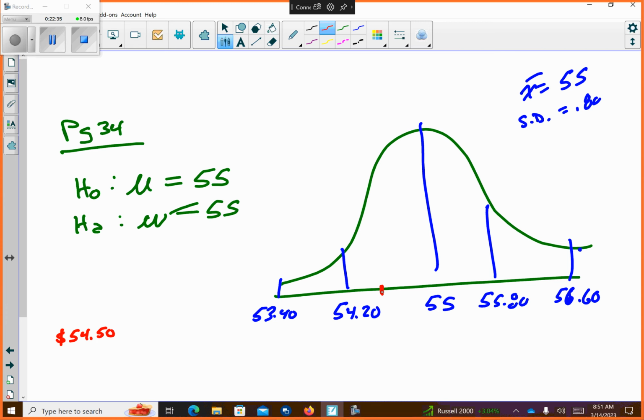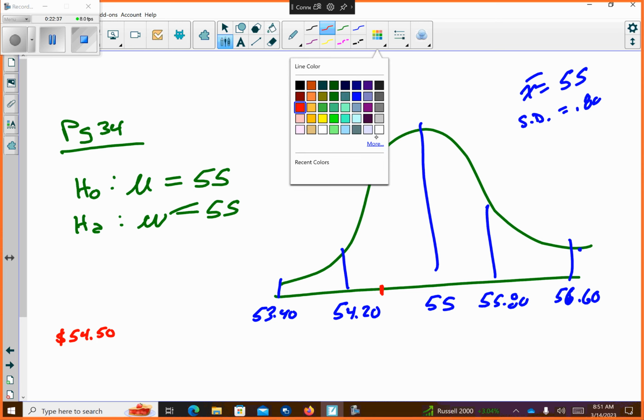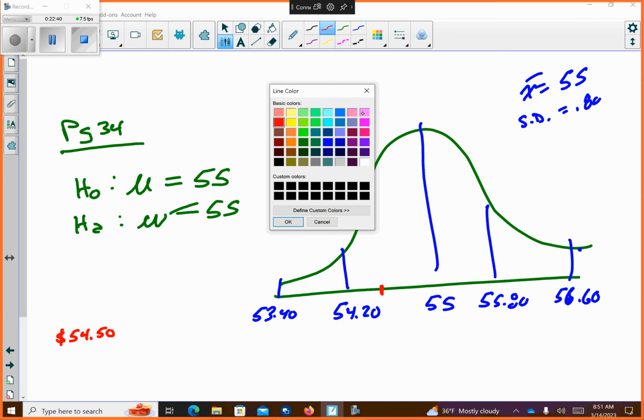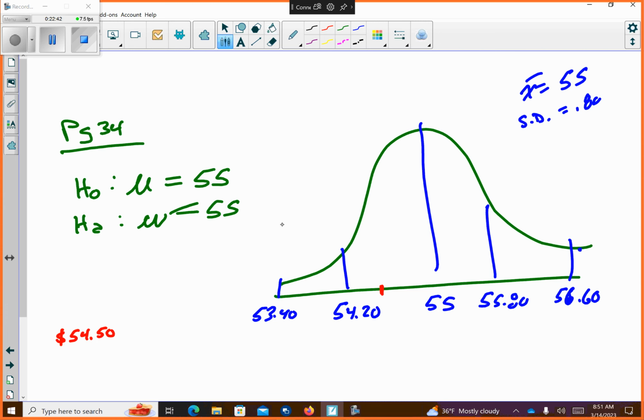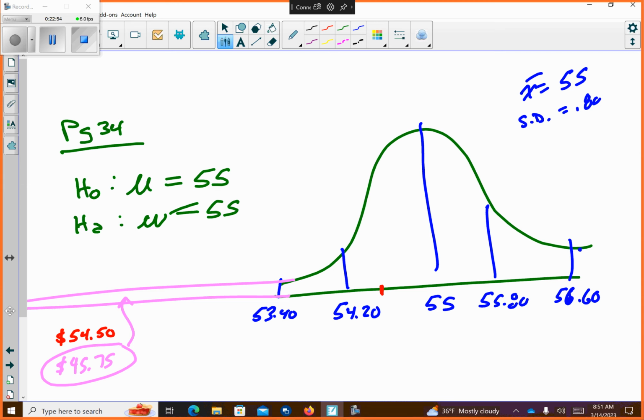Then let's say we have a sample of $45.75. So this value is way down here on our normal curve. Our normal curve kept going. This is way below our normal curve, and it's very hard to believe the null could possibly be true when the chance of producing the result is so low.